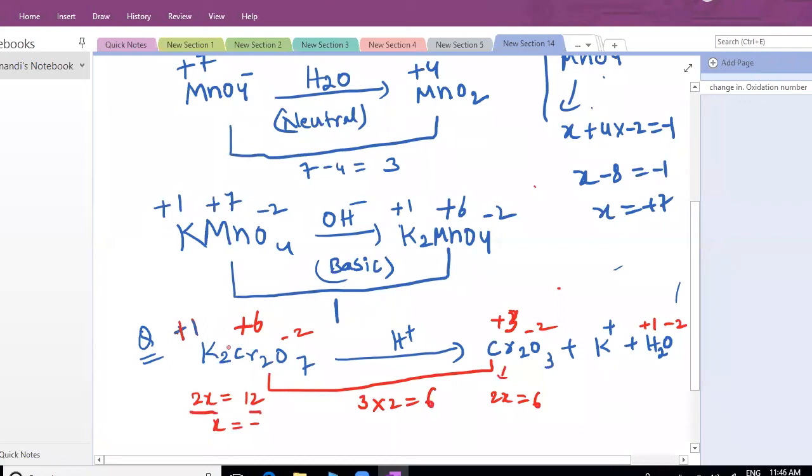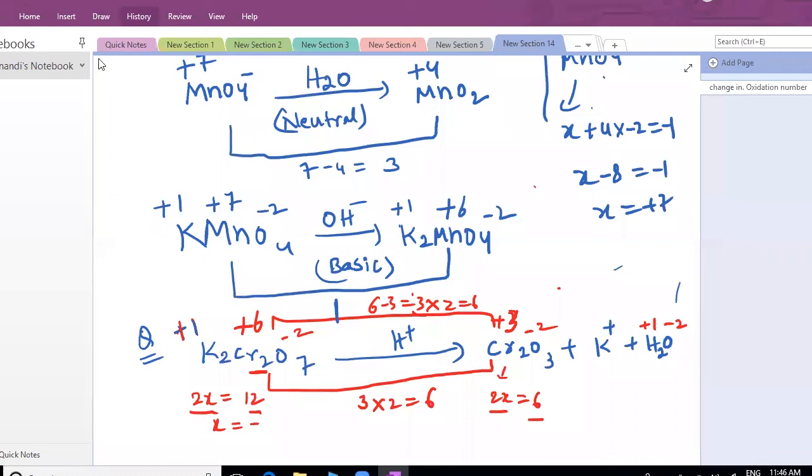For chromium, this is different, but this is 1 chromium, and 2 chromium are there here. That's why into 2. Understood? You are getting that. Please, you can ask your doubts again, sir. Let me find the people who are having difficulties and not understanding.